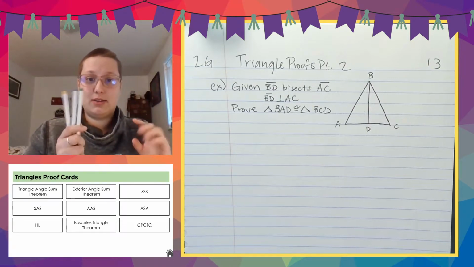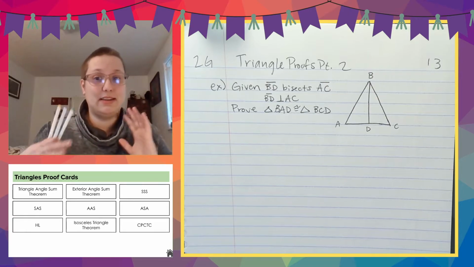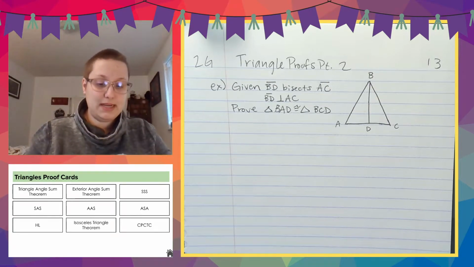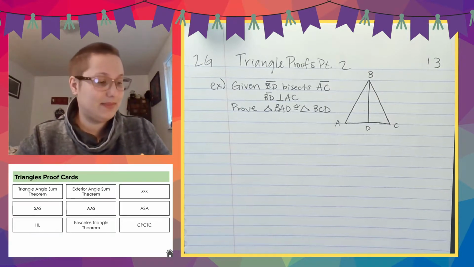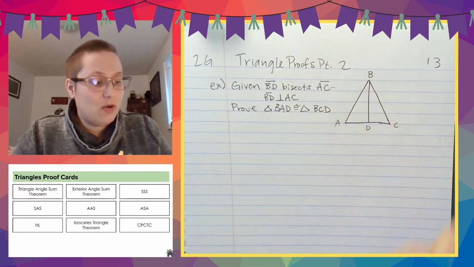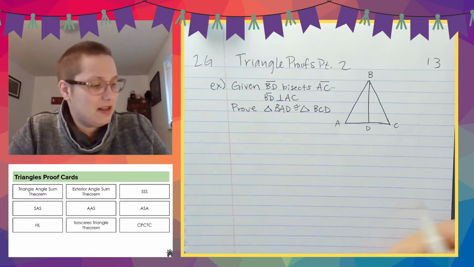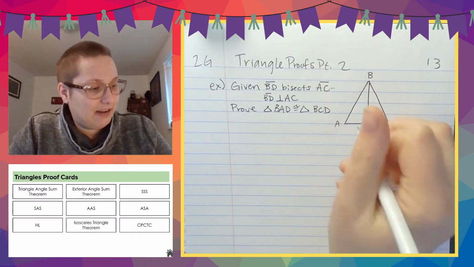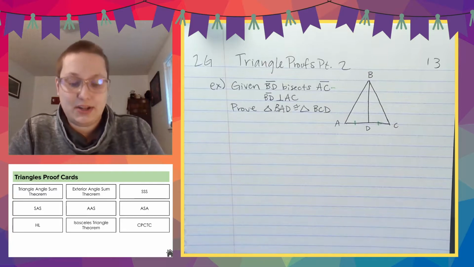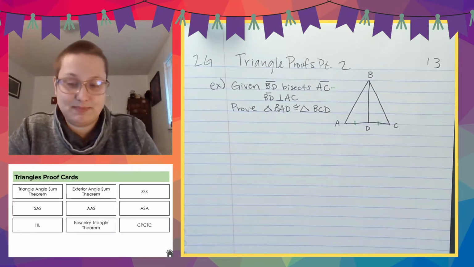Okay, but I wanted to color code this a little bit so I can show you where all this information is coming from. So BD bisects AC. That's one of the statements that's given. What does that mean? If it's bisects, that means it cuts it in half, right? So that tells me that AC is cut in half, which means that this side and this side are equal. So that's my first step.